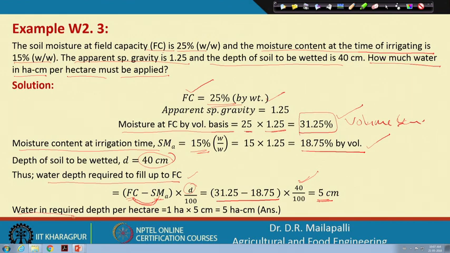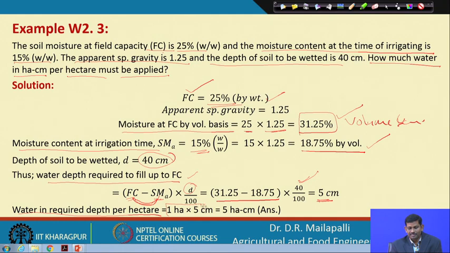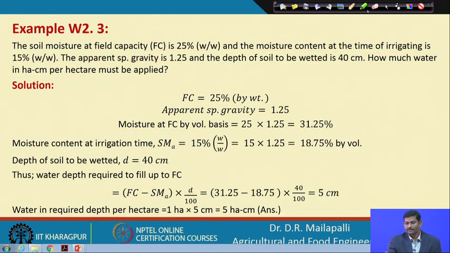Then the water required per hectare is simply multiplied by 1 hectare. So, 5 hectare centimeter is the answer: 1 hectare into 5 centimeter. This gives the volume of water that needs to be applied on the field, so that 40 centimeter of the soil is going to be wet. So, this is the third example.